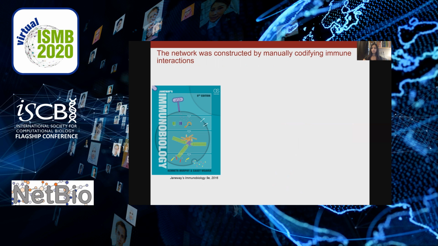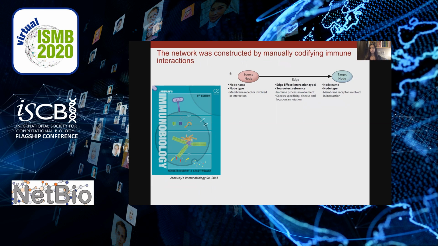We started with Janeway's Immunobiology, which is a classic and pretty comprehensive immunology textbook. And we went through and codified all of the interactions described in its text, figures, and tables. For each interaction, the minimum information required was the name and type of the source and target nodes, the type of interaction, and the text reference that it came from, with additional information collected as it was available.